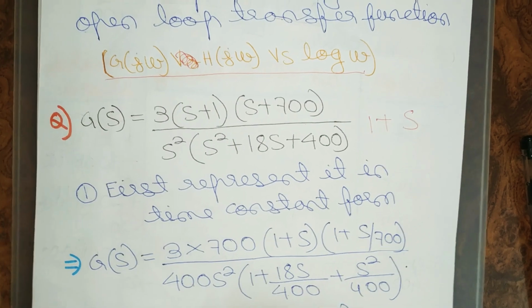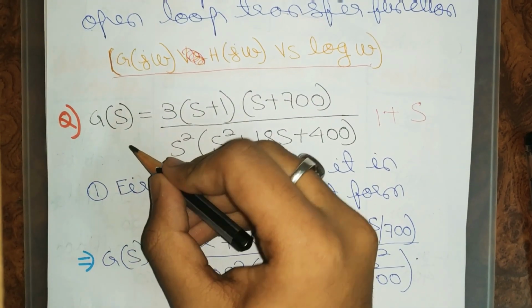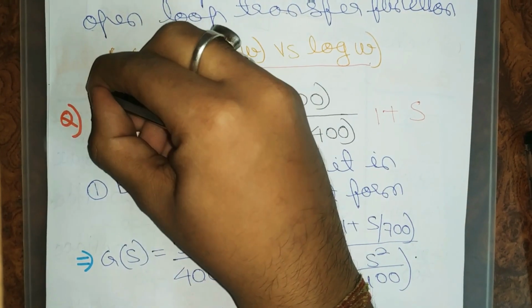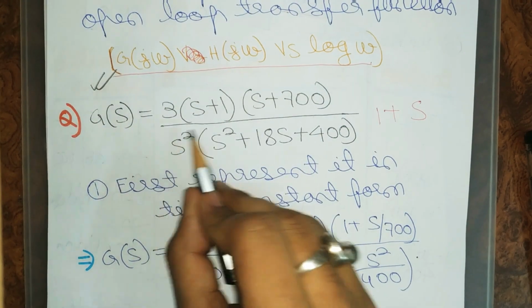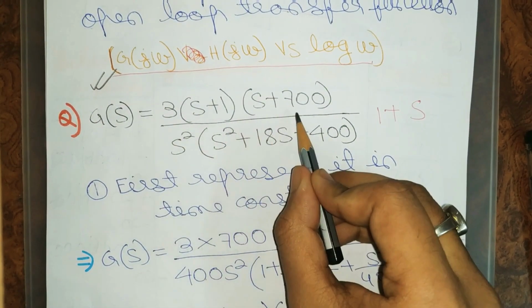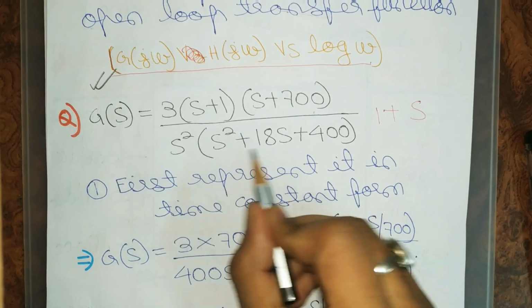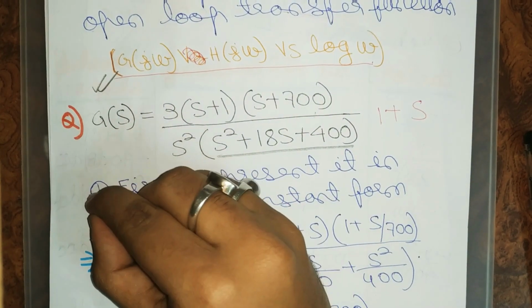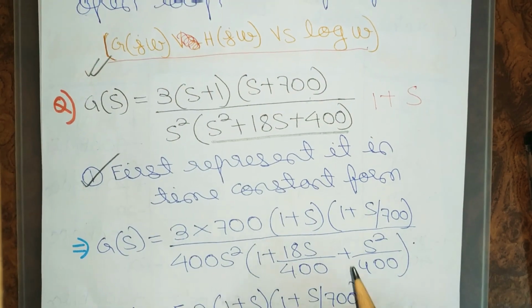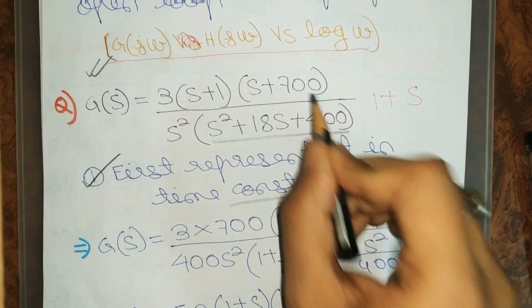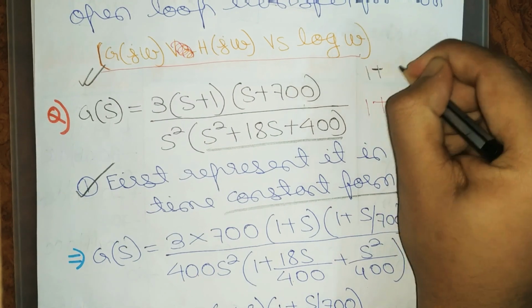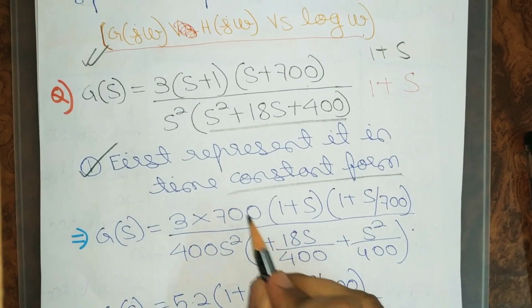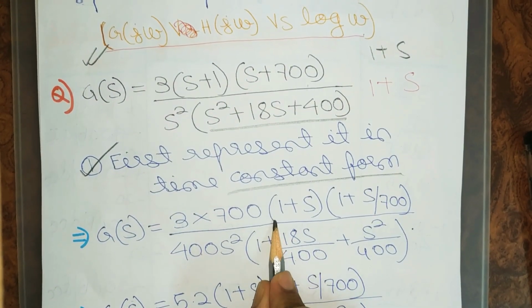Next, coming to the numerical portion. See, this is the numerical which I am going to solve. G(s) = 3(s + 1) / ((s + 700)(s^2 + 18s + 400)). So the first step is to represent it in time constant form. You have to represent it in the form 1 plus s. See, 1 plus s is already in the time constant form.